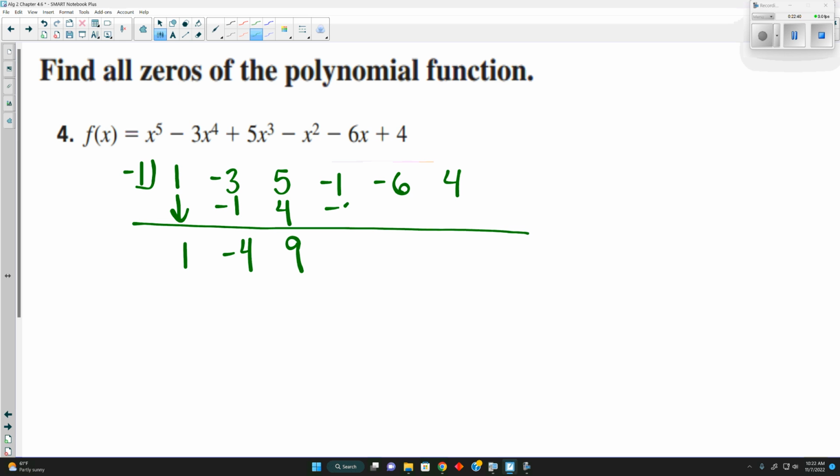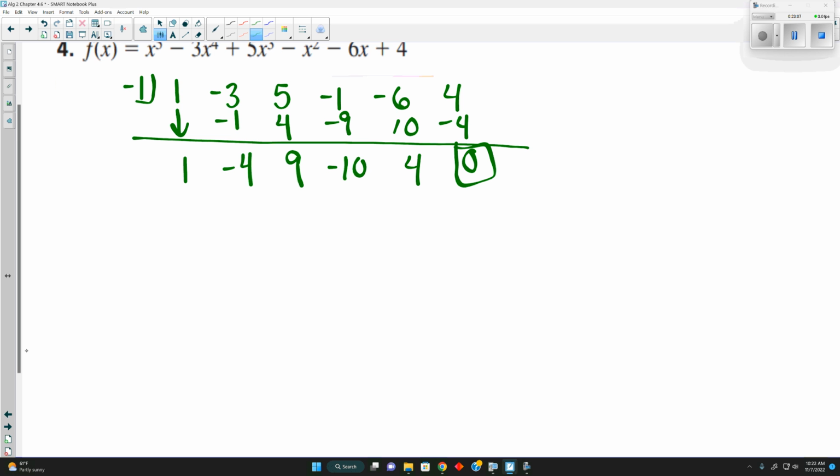-1 times 9 is -9. -1 plus -9 is -10. -1 times -10 is +10. -6 plus 10 is +4. And -1 times +4 is -4. -4 plus 4 is 0. Questions on this so far?